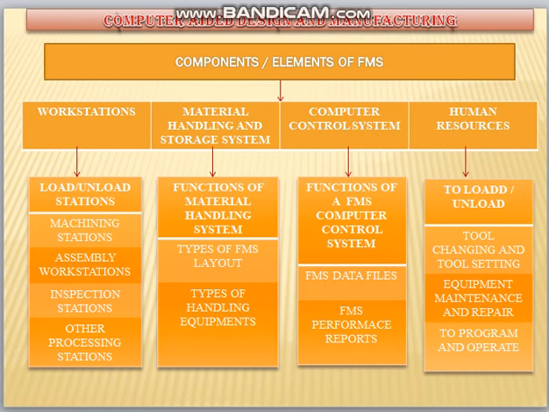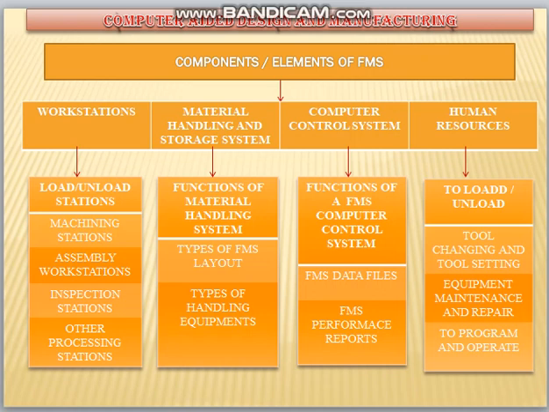The next element of FMS is the material handling and storage system. It consists of the functions of material handling, types of FMS layout, and types of handling equipment. In the functions of the material handling system, we have the movement of work parts between the stations, handling a variety of work parts, and storing the work parts.